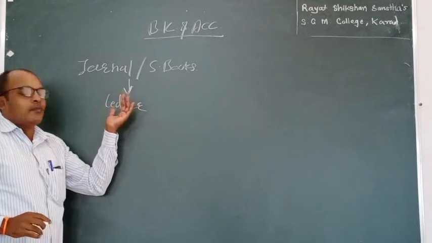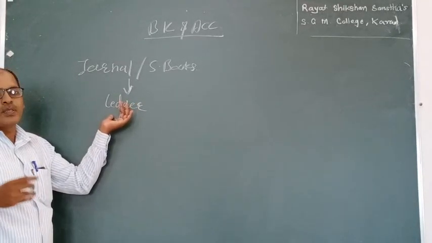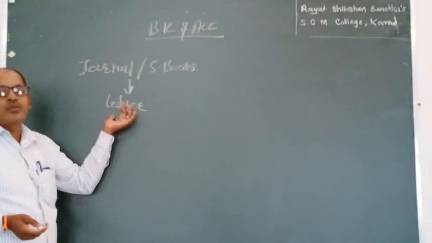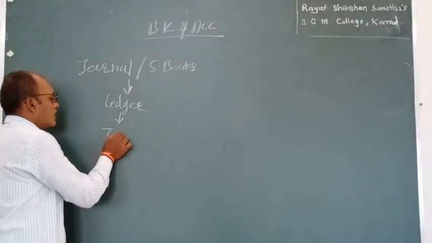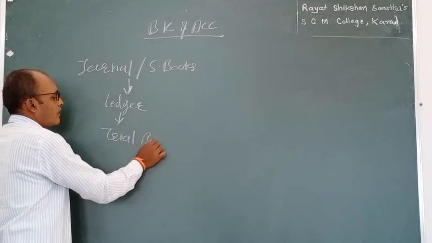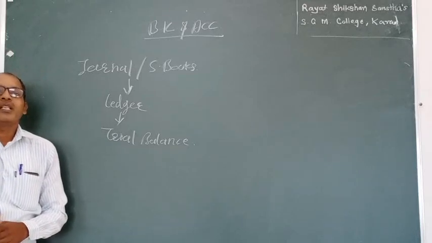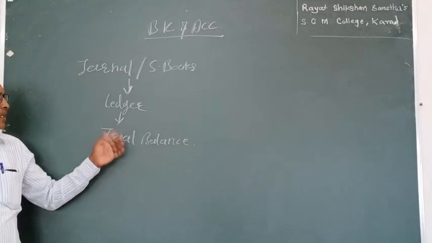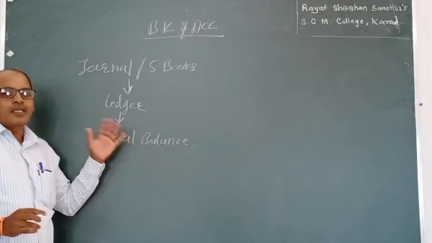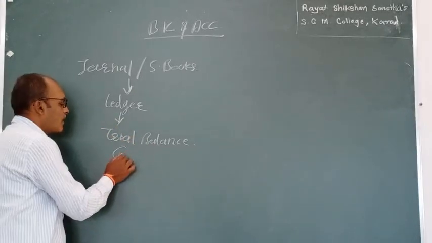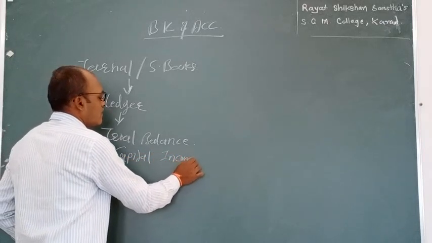Then all accounts are closed. Some accounts show a credit balance and some show a debit balance, and these balances are transferred to the trial balance. Trial balance means a list of ledger balances. In the trial balance, two types of income and expenditure are involved. First, capital income and expenditure.